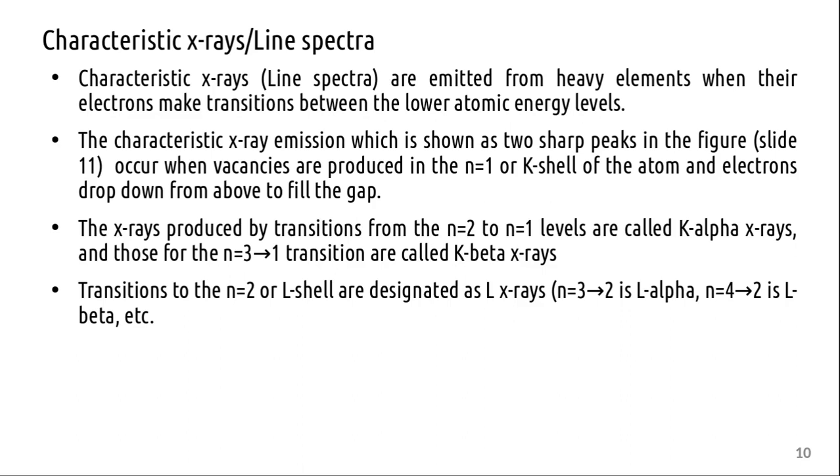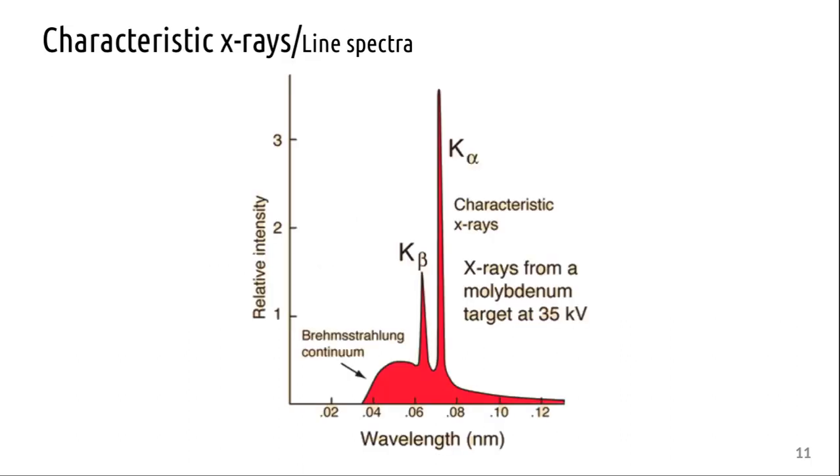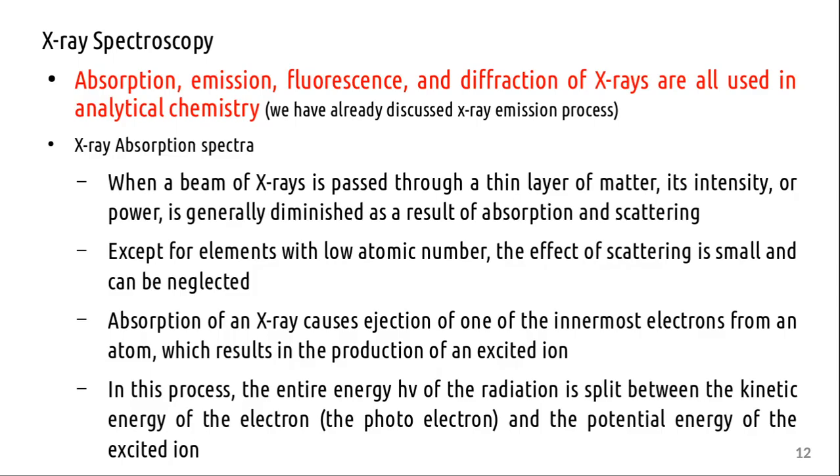Then there is a line spectra which is characteristic. Line spectra is caused by the transition of electrons from the higher shells to a lower shell, with the resultant emission of X-rays. There is K alpha and K beta, corresponding to transitions to the K shell from shell 2 as well as shell 3 respectively. Similarly, there is L alpha, L beta, and so on. So you have the continuous spectra and the line spectra, which is otherwise called the characteristic X-rays. We already discussed emission, how X-rays are produced.